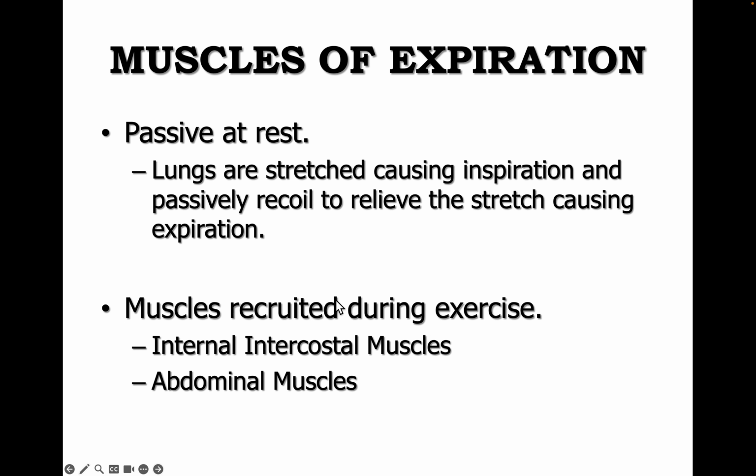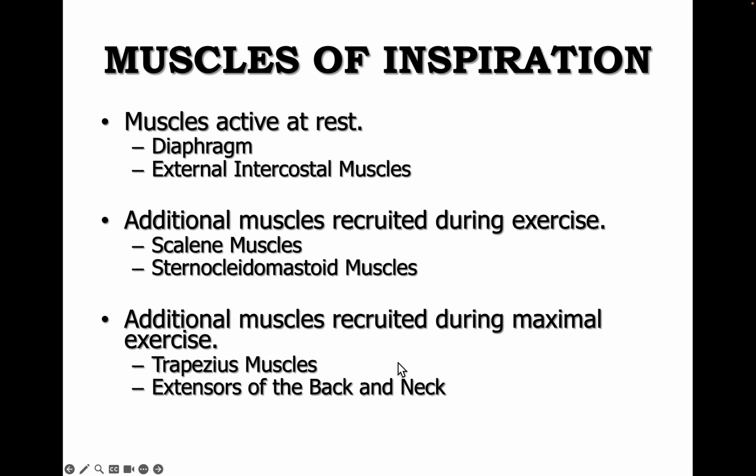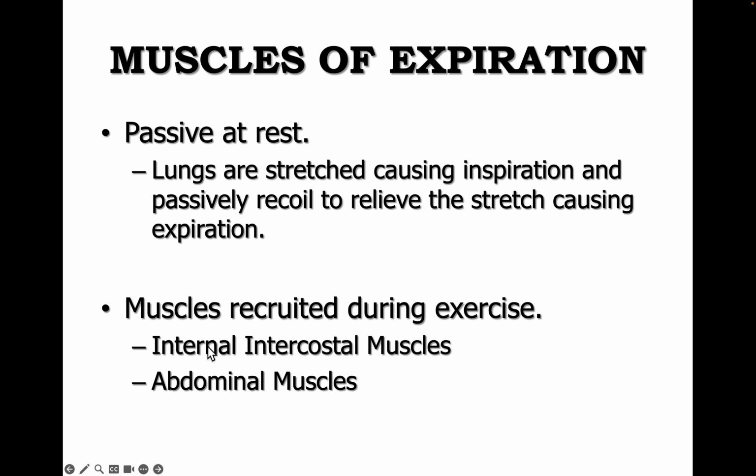However, during exercise, there are some muscles that are active. One is the intercostal muscles, but instead of them being external, as during inspiration, our internal intercostal muscles will be active to help with expiration. Essentially, these muscles are between your ribs, and they help pull the rib cage down, helping push that air out of your lungs. Additionally, your abdominal muscles will contract, helping bring that rib cage down to help expel the air out of your lungs.